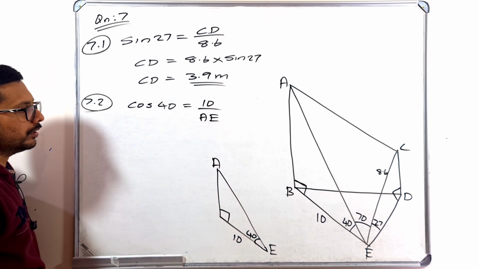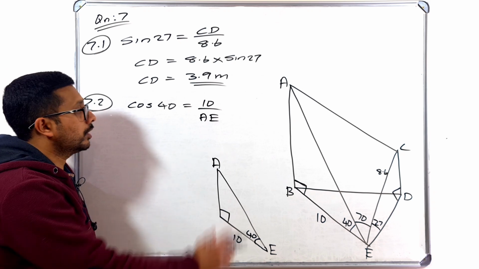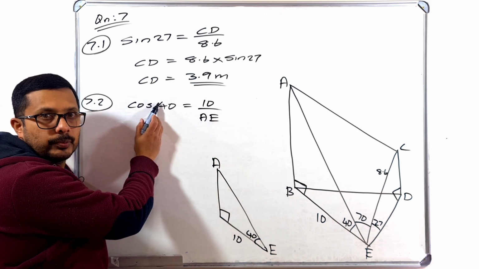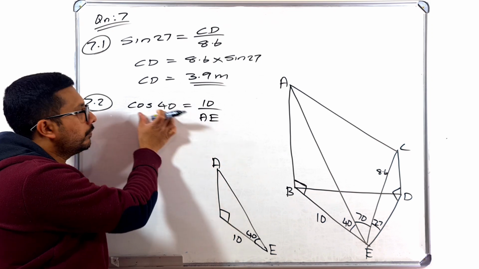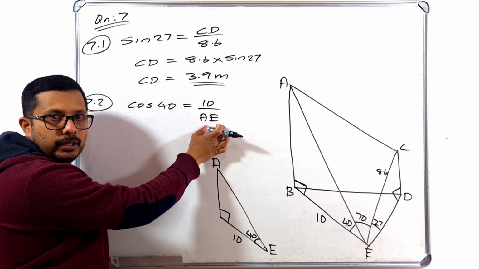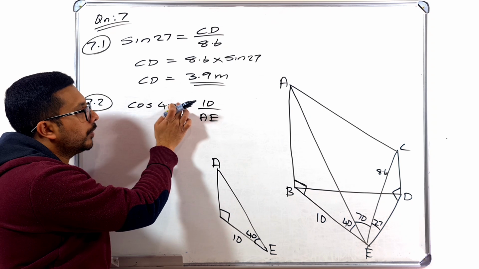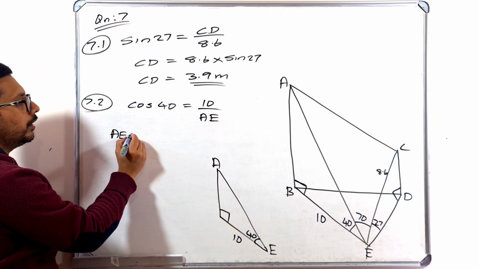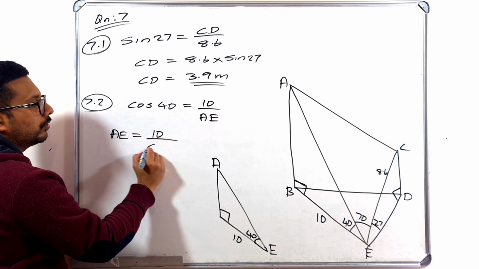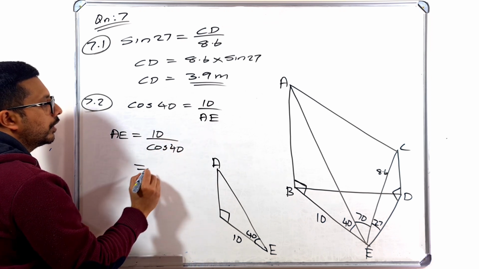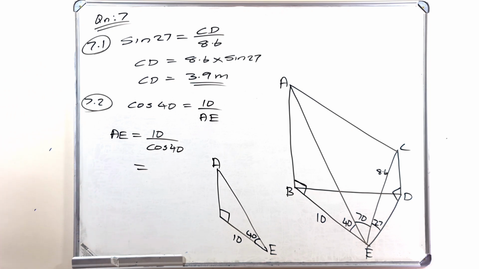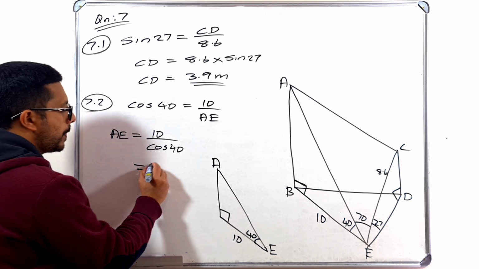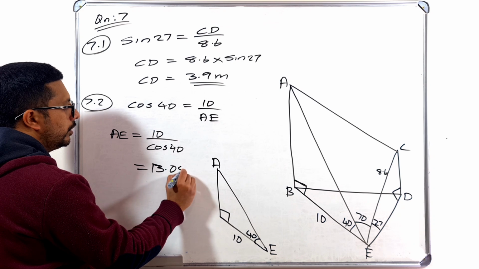Try to do it in one step, don't write too many steps. This AE will go here, cross multiply, and this cos 40 will come here. So you just swap it around. So what is AE in one step? AE is equal to 10 divided by cos 40. Check in your calculator what is the answer for that. 10 divided by cos 40, 13.05. So the answer is 13.05.